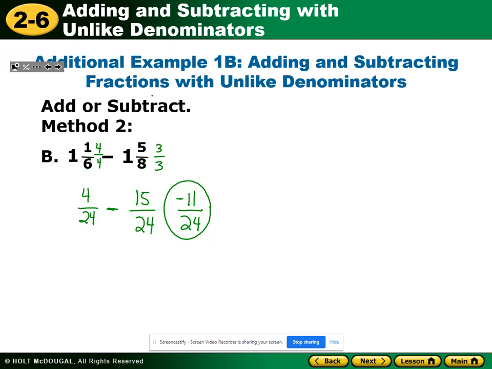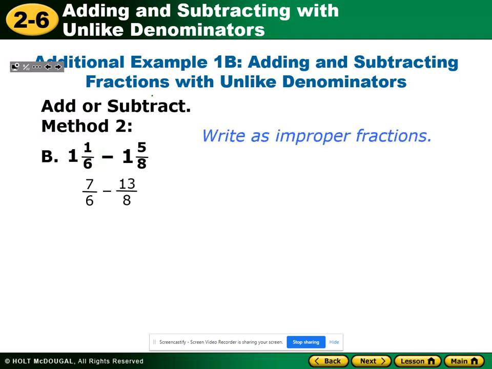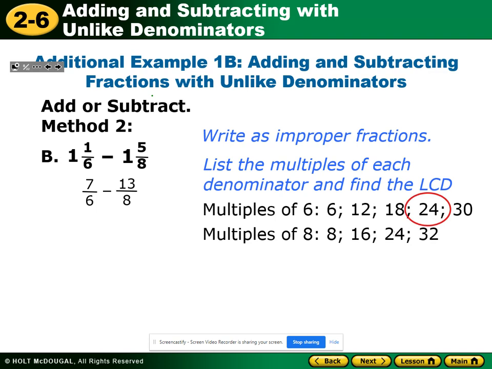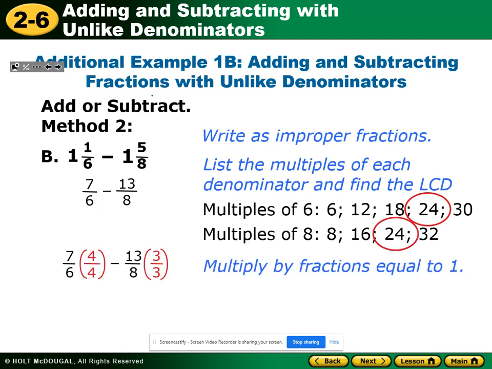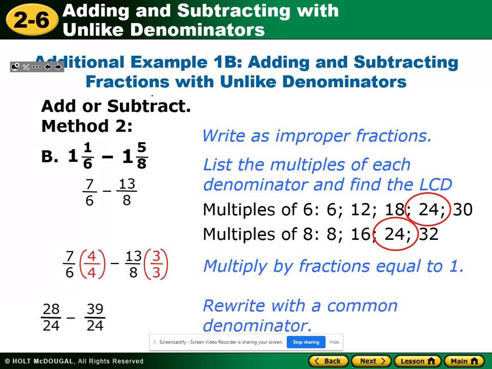If you can find the LCD, it makes your life easier. If you cannot, well, you can do it the long, hard way, and that's fine, but I really would say method 2 is going to be a lot easier. Now notice, they changed everything to a mixed number first, or an improper fraction first. I chose not to because of what I saw. Oh, 1 minus 1 is going to be 0. They'll still get the same answer. 28 minus 39, which is negative 11 over 24.